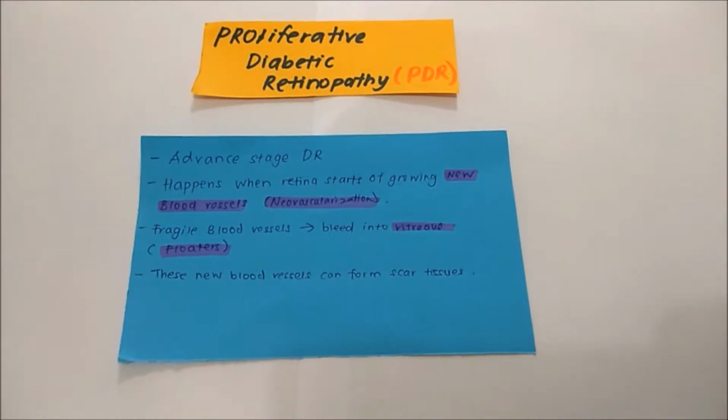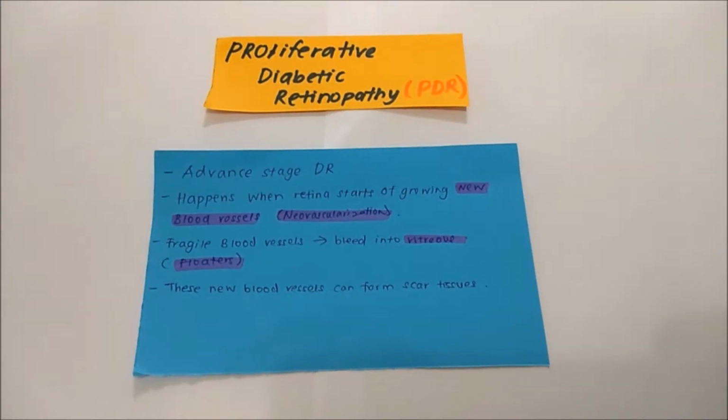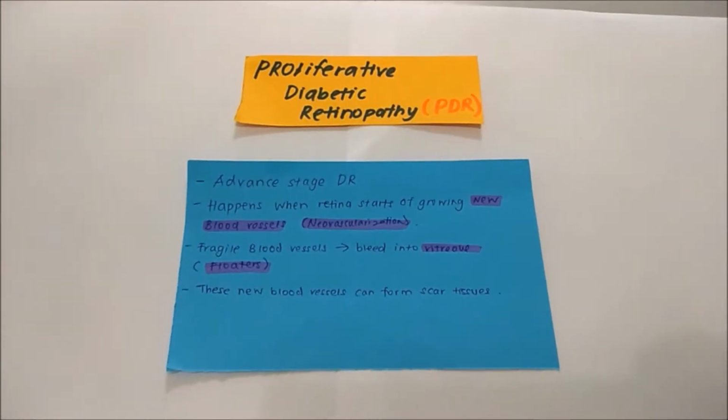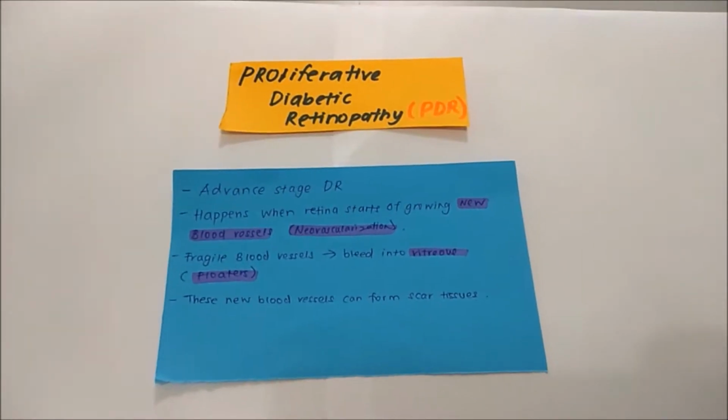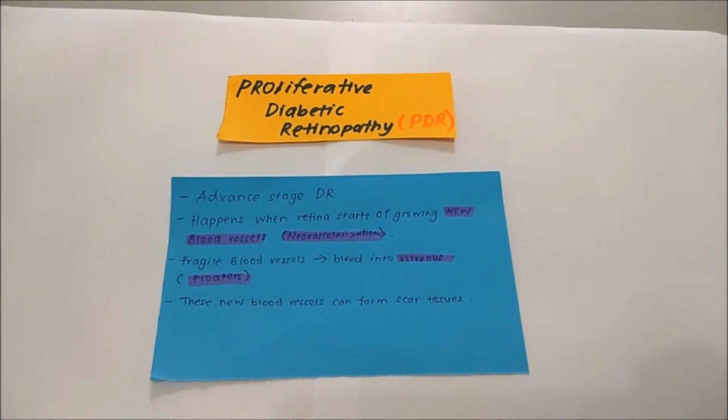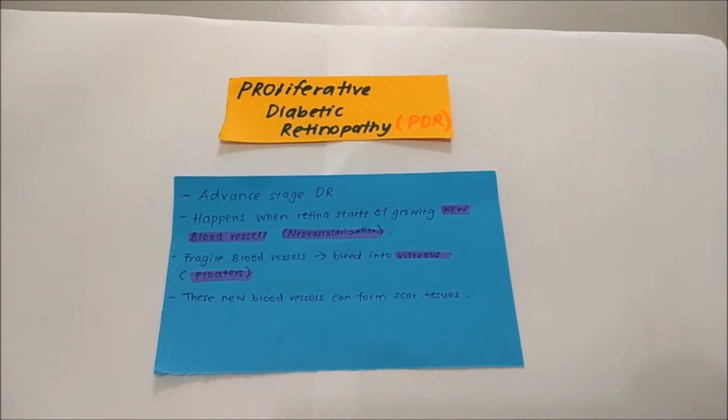If only a little bleeding happens, we might see dark floaters. If it bleeds a lot, it can block all vision. These new blood vessels can form scar tissue. Scar tissue can cause problems with the macula or lead to a detached retina.